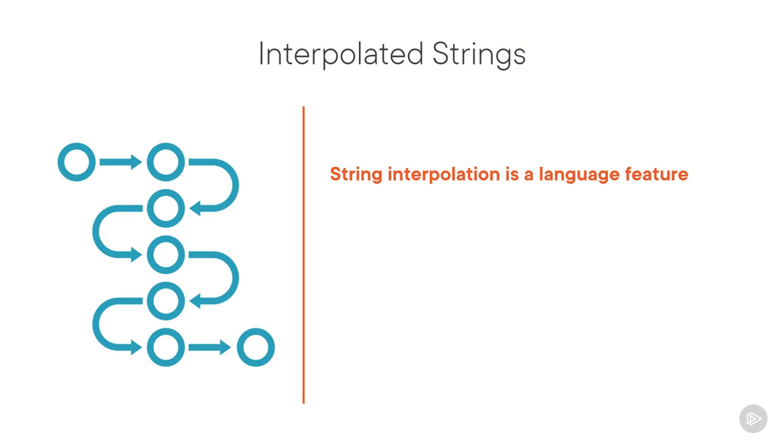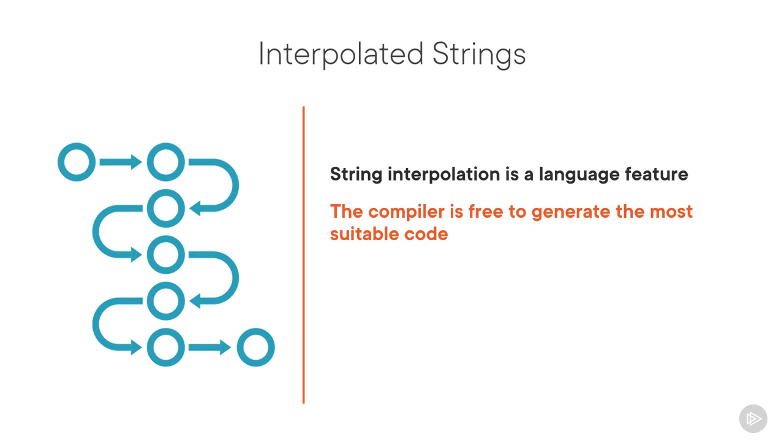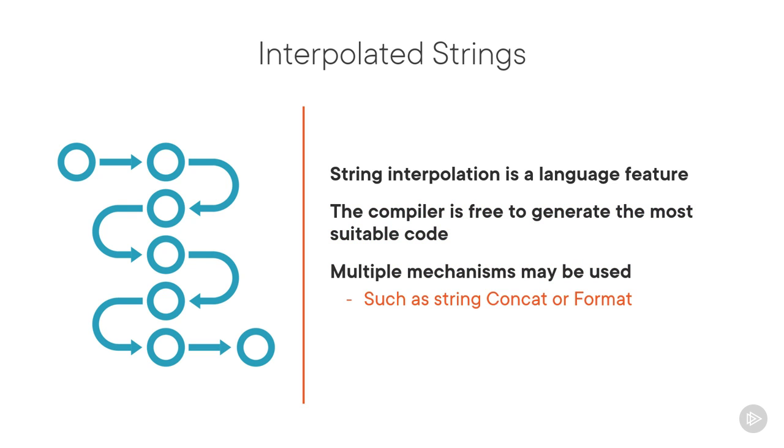String interpolation is a language feature. Under the hood, the compiler is free to rewrite interpolated strings by generating the code that it deems most suitable. Multiple mechanisms may be used depending on the situation. The compiled code may include the use of string concat or string format. Therefore, despite the convenience of interpolated strings, the same considerations regarding string allocations still apply.